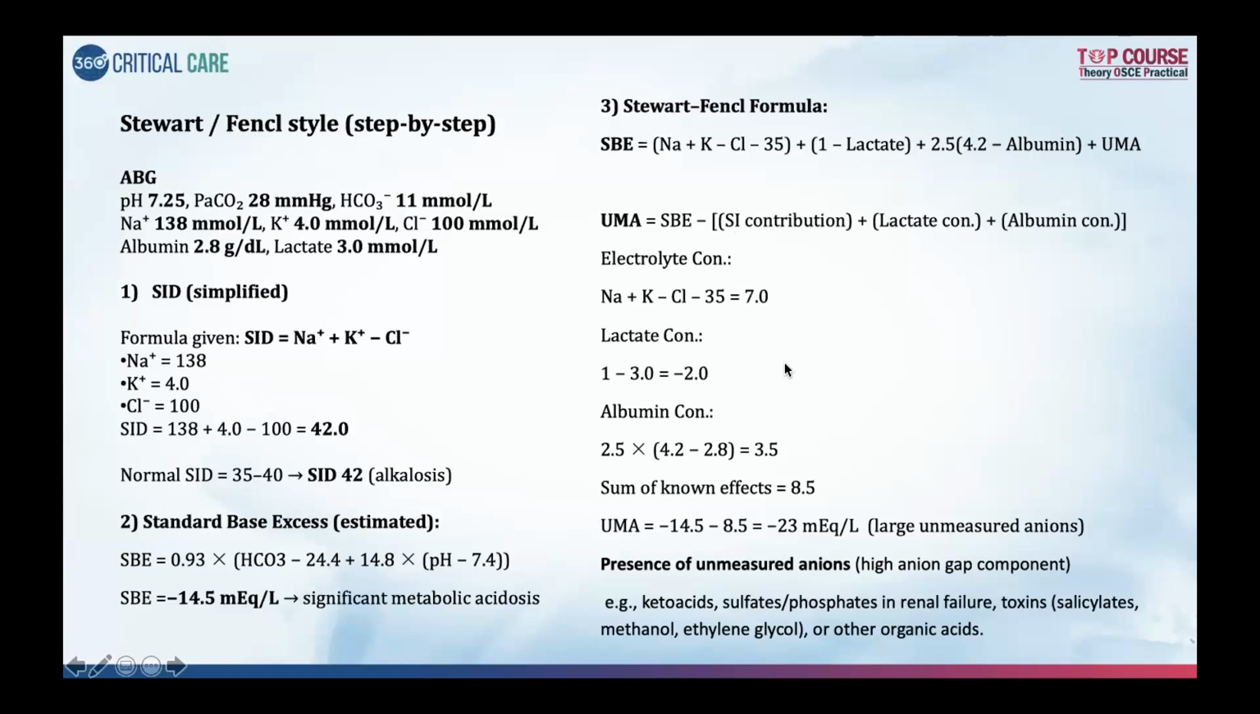The contribution of albumin will be 2.5 times the difference in albumin, 3.5 times. The sum of these known effects will be 8.5. You subtract this from the standard base excess. The standard base excess is -14. That means you already know that the patient is acidemic. So you are removing the contributions of strong ions, lactate and albumin. If you remove that, you have almost 23. So this is a large unmeasured anion.